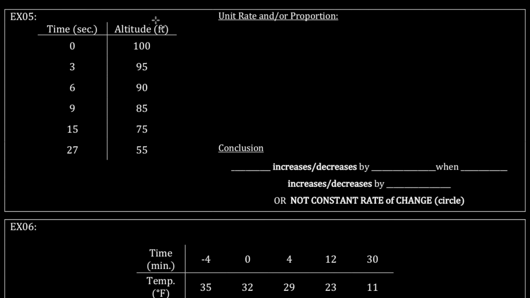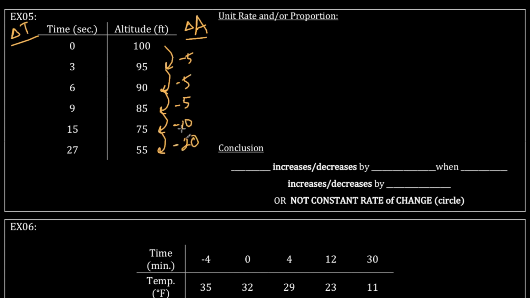So we have time and altitude. So this is going to be the change in altitude, and this will be the change in time. So the altitude, let me write that. The altitude is decreasing by 5. So we're good. Look, it's always decrease by 5. And it's like, oh, that's weird. It's decreasing by 10 and decreasing by 20.